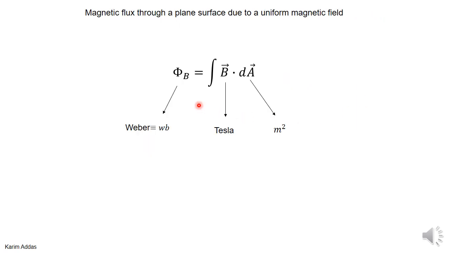So the units of magnetic flux are Weber. If B is in Tesla and area is in meter squared, then Weber is Tesla meter squared.